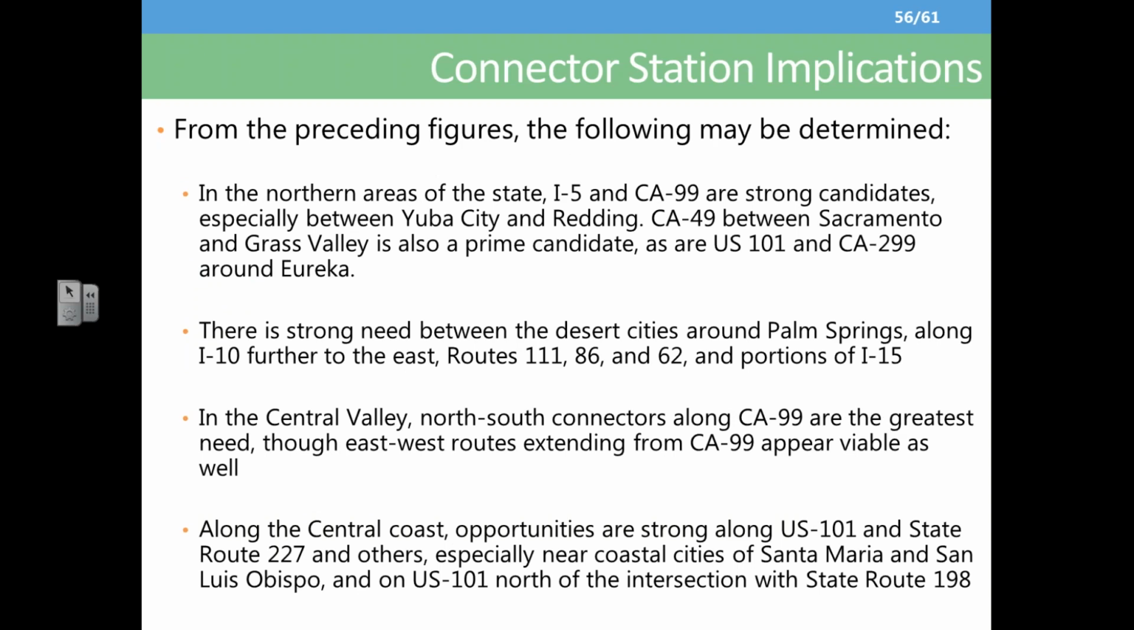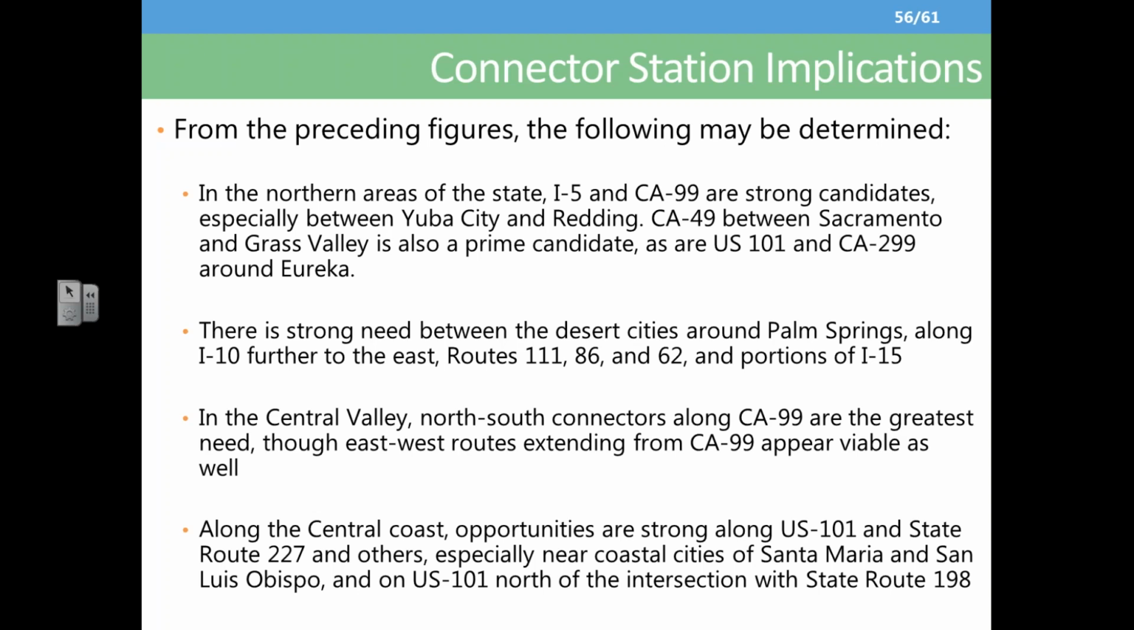In the northern areas of the state, I-5 and 99, especially between Yuba City and Redding, 49 between Sacramento and Grass Valley, and US 101 and 299 around Eureka. And then around Palm Springs, between the desert cities, especially along I-10 on the eastern end, 111, 86, 62, and 15. And then in the Central Valley, north-south connectors along the 99 are the greatest need, although some of the east-west routes extending from 99 appear viable as well.